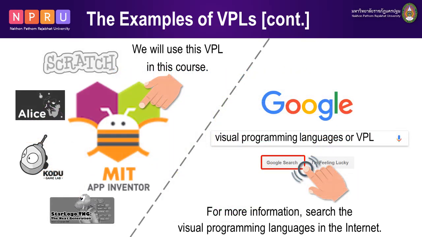At this point, we have learned some of visual programming languages. There are many visual programming languages in the market. In this course, we will use the MIT App Inventor as a tool for learning the rest of the visual programming lessons. For more information about visual programming languages, please search the internet using relevant keywords such as Visual Programming Languages or VPL. Next, we will take a look at the advantages and disadvantages of visual programming languages.